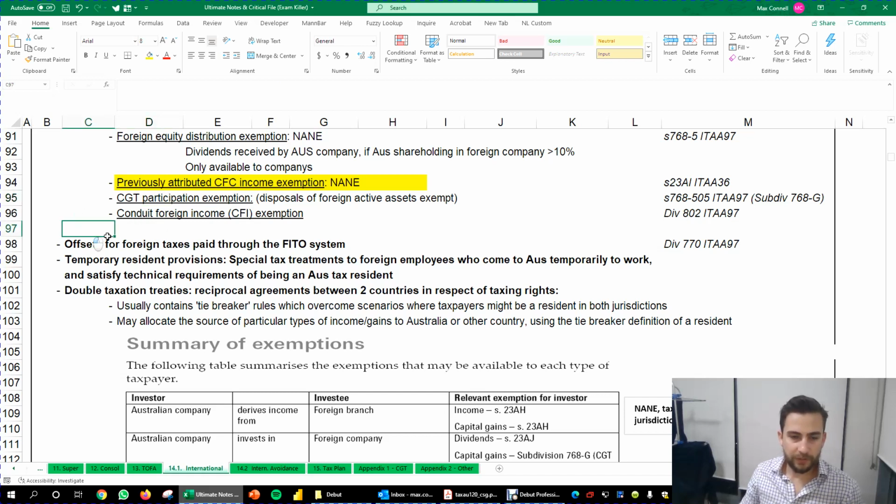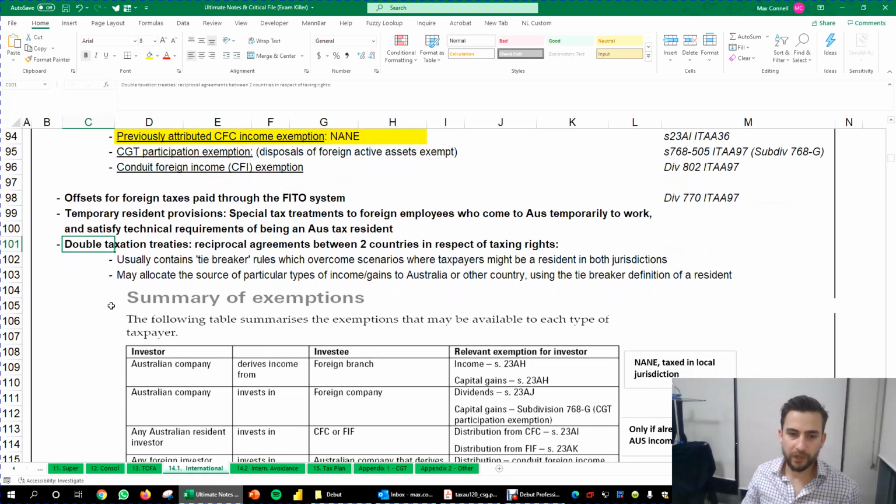Okay, so now we're talking about some of the concepts we already mentioned before. Double taxation treaties. That's basically where you have a reciprocal agreement between two countries in respect of taxing rights. And this usually just outlines who is entitled to what income, tiebreaker rules, so basically when they're both at loggerheads, who wins in that scenario, and so forth.